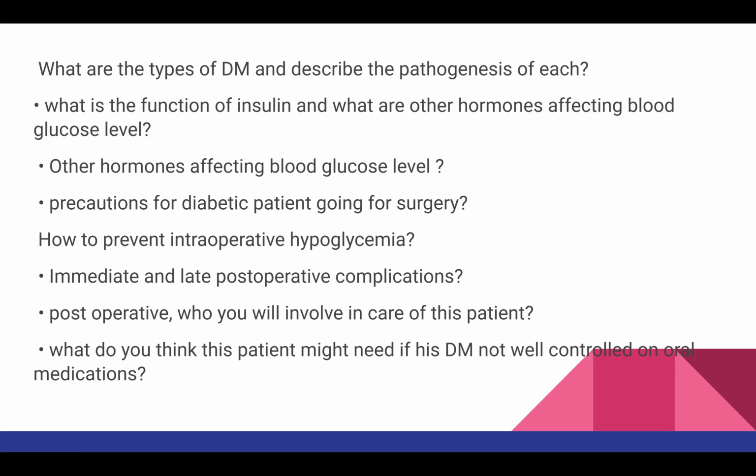Okay. So what do you think this patient might need if their diabetes is not well controlled by oral medication? We will need insulin therapy, like a variable rate insulin infusion therapy. Okay. So regarding the investigations, you can add ABGs, potassium, and blood glucose levels in addition to HbA1c. Potassium levels are very important.